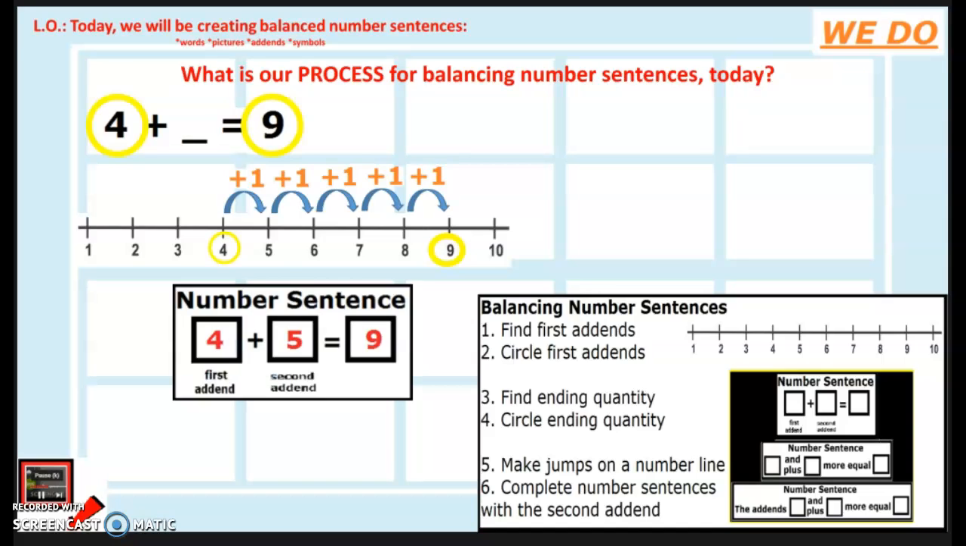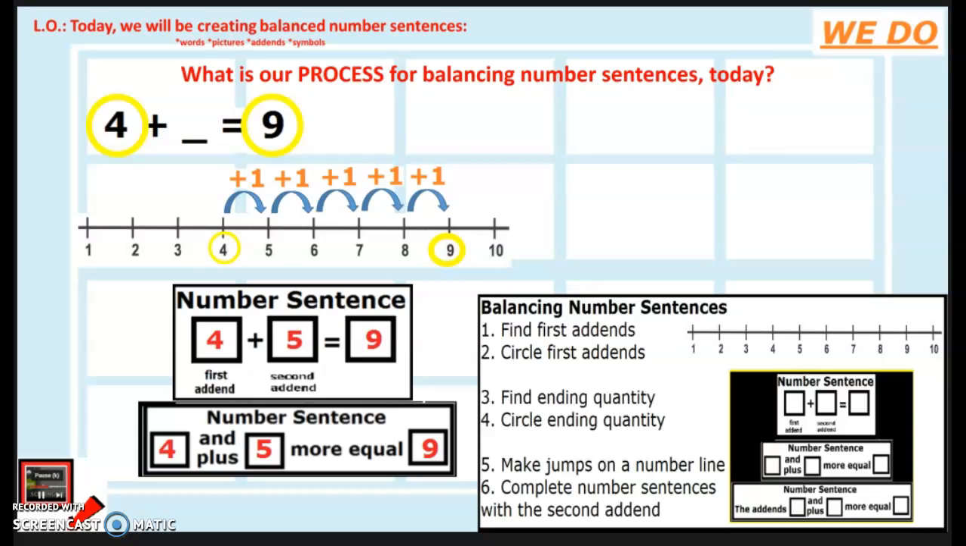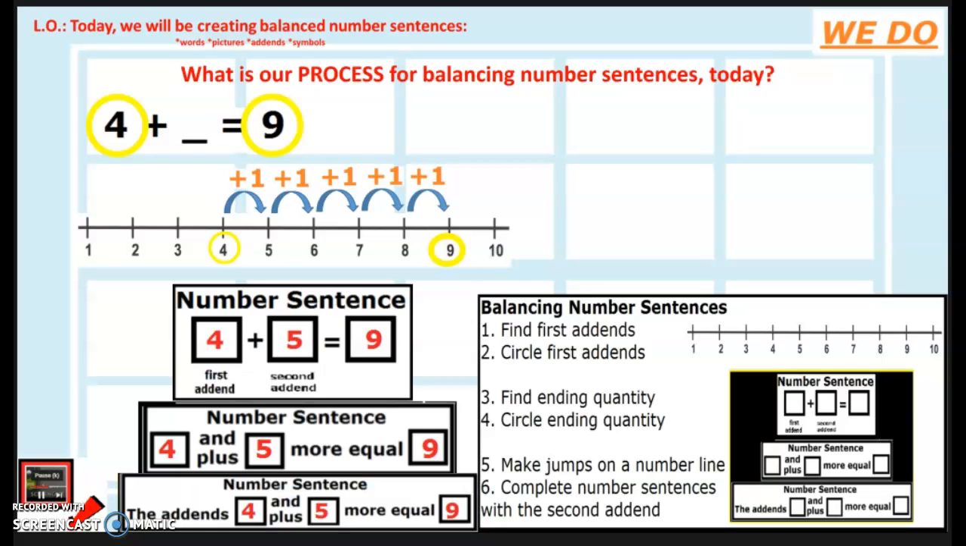We're going to finish our sentence. The first addend is 4, and the second addend is 5, and those equal 9. 4 and 5 more equal 9. 4 plus 5 more equal 9. The addends 4 and 5 more equal 9. Awesome job. How'd you do?